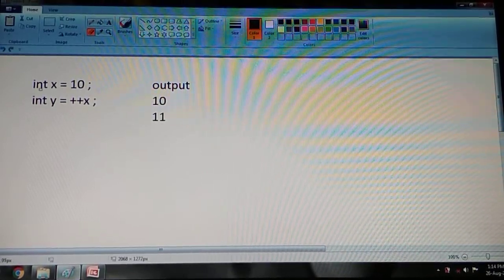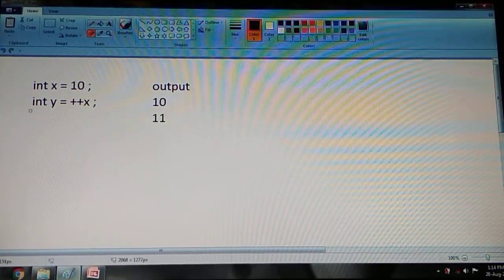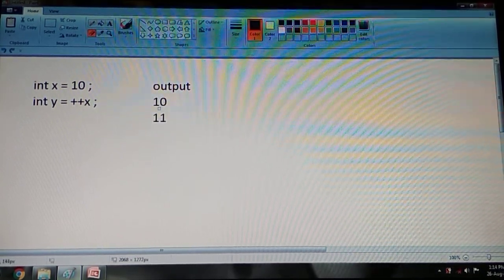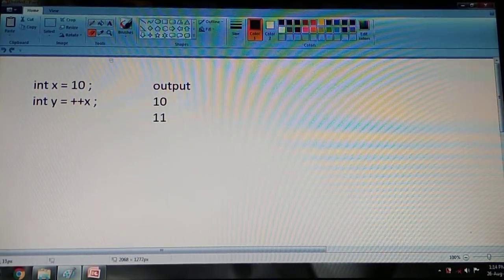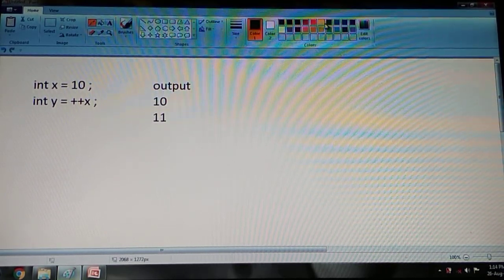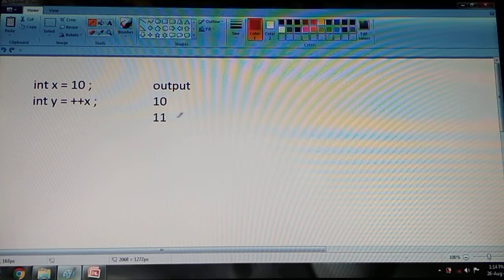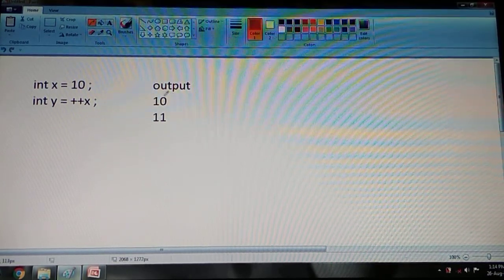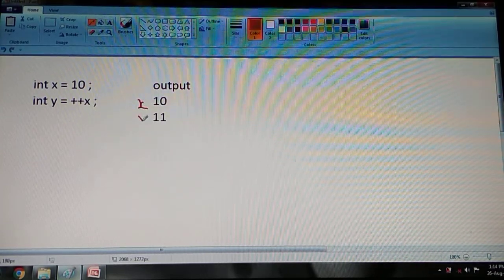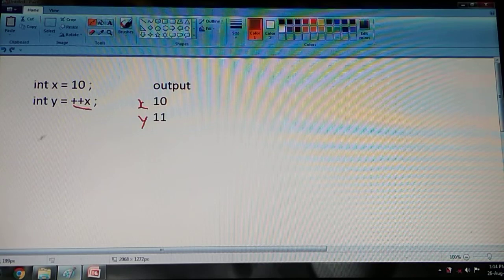Now see here, I have written one example: int x equals 10, int y equals plus plus x. The output is 10 and 11. Now see here how it is 10: x value is 10 and y value is 11. Now see here what it is doing.